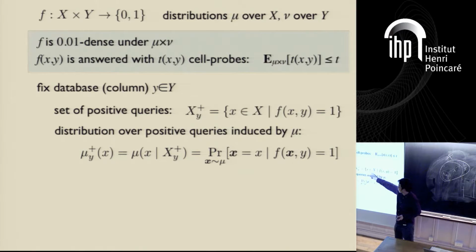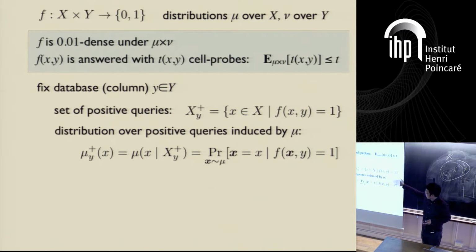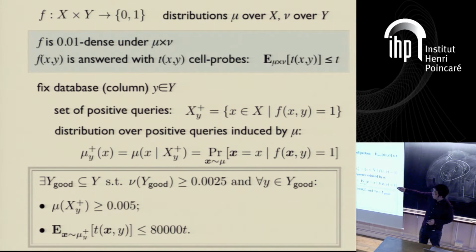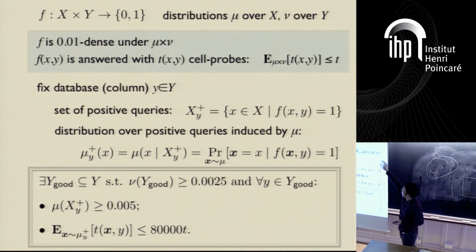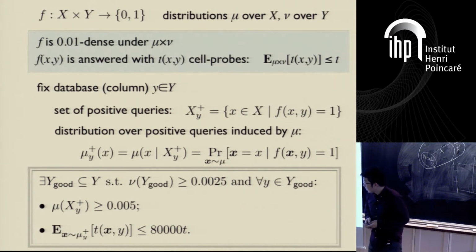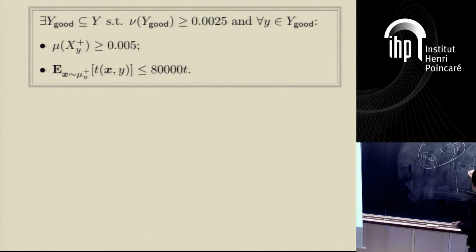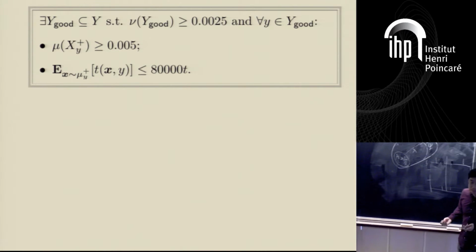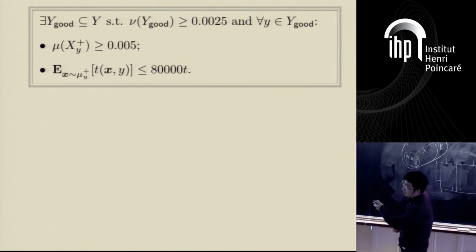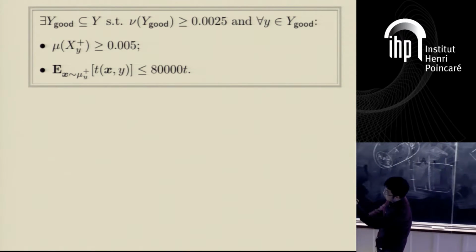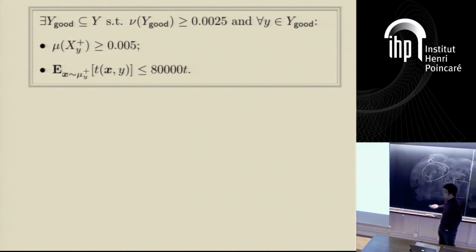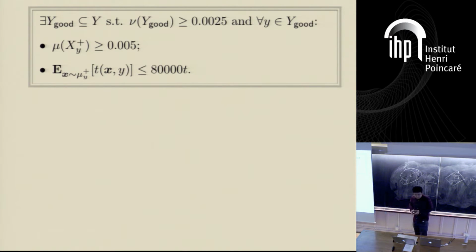We consider the set of rows with ones in this column, the set of positive queries, and also the conditional measure over these rows induced by the measure over all rows. Remember that we assume our problem is dense enough, and the overall average cell probe complexity is bounded. So by the averaging principle, it's easy to see that a constant fraction of columns are good, in the following sense: every good column is itself dense enough. It has a constant fraction of ones, and the average cell probe complexity over these ones is bounded. That's just a straightforward averaging principle. It's nothing fancy.